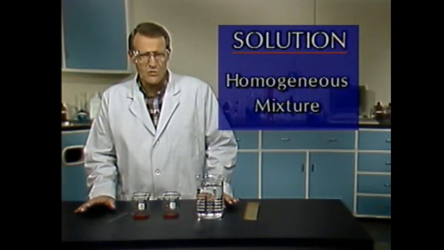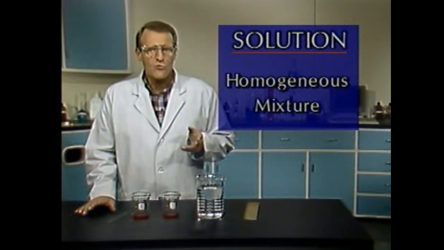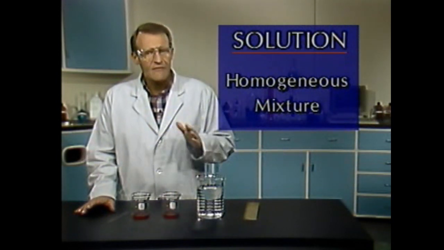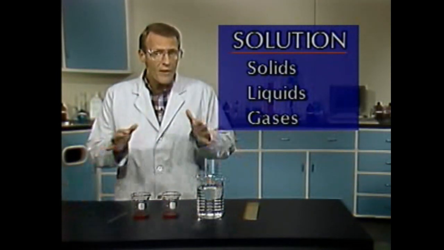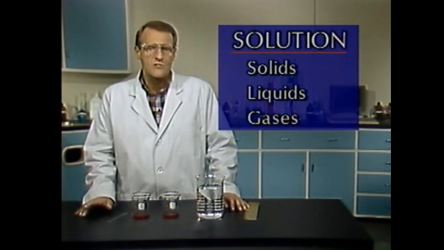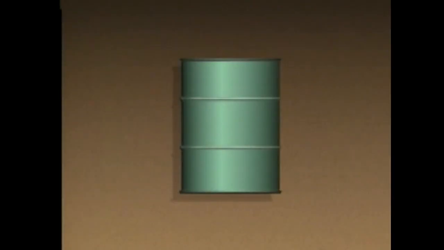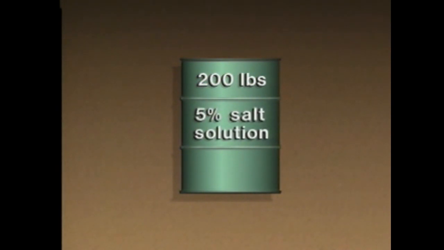A solution is a special type of mixture called a homogeneous mixture. The term homogeneous refers to the fact that the materials in a solution are evenly mixed. A solution can be a mixture of solids, liquids, or gases, or a combination of any of these, as long as the materials involved are evenly mixed. Now, figuring out the weights of the materials in a percent by weight solution is simple if you know the percentage of solute and the weight of the solution. For example, if this drum contains 200 pounds of a 5% by weight salt solution, we can calculate how much solute, which is the salt, and how much solvent the drum contains.